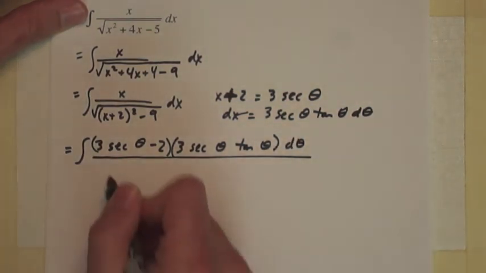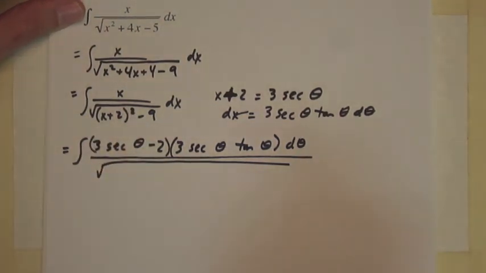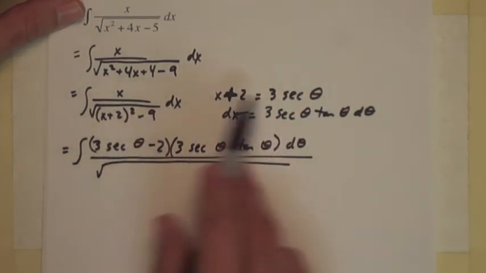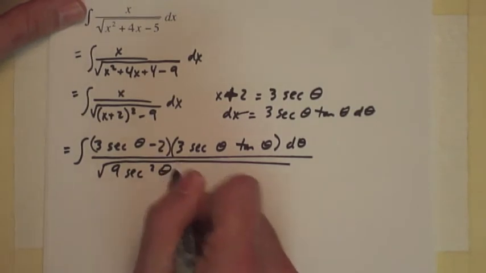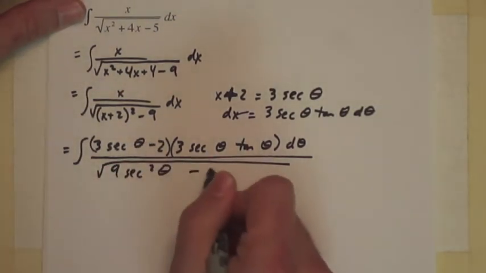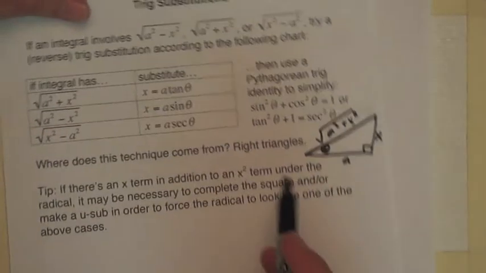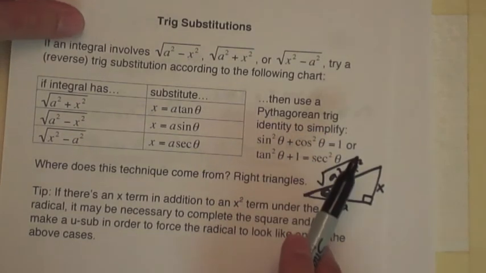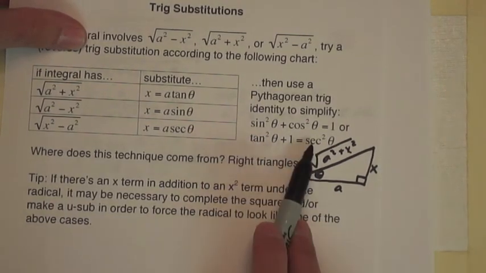And on the bottom, we have x plus 2 squared. Well, if x plus 2 is 3 secant theta, then x plus 2 squared is 9 secant squared theta minus 9. And now it looks worse than ever. So it's time to apply some Pythagorean trig identity. And in this case, we want something that looks like this.